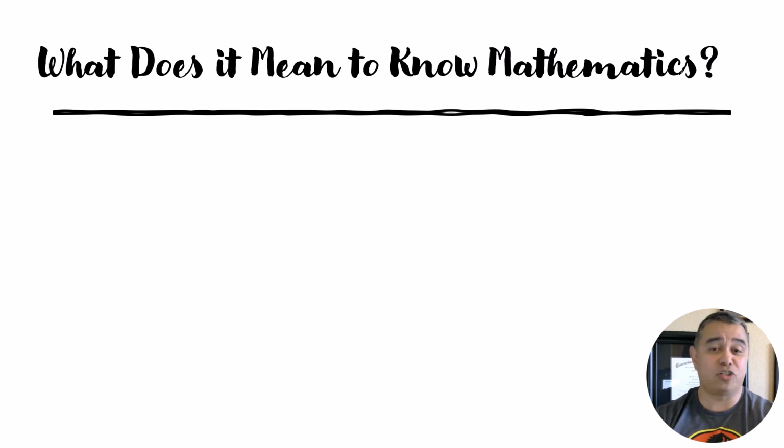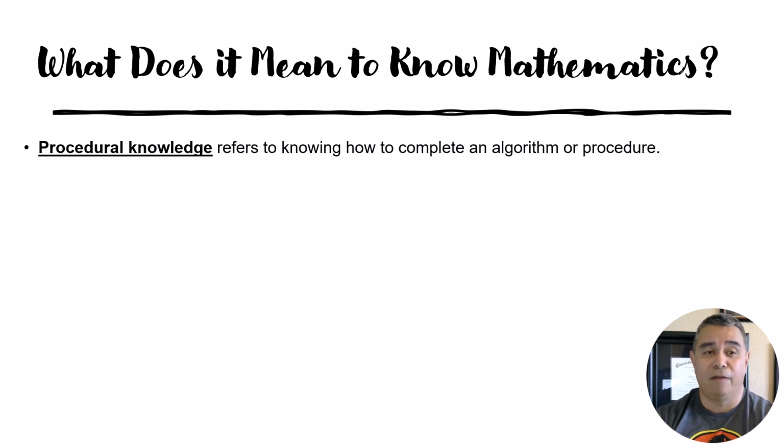Okay, as a student, what do we want them to know? Okay, we know that procedural knowledge refers to knowing how to complete an algorithm or procedure. I would wager that all of us growing up, we focused a lot on procedural knowledge. Can I add two numbers? Can I multiply two numbers? Divide? Can I solve, say, equations? Subtract on both sides, divide or multiply on both sides to get an answer.